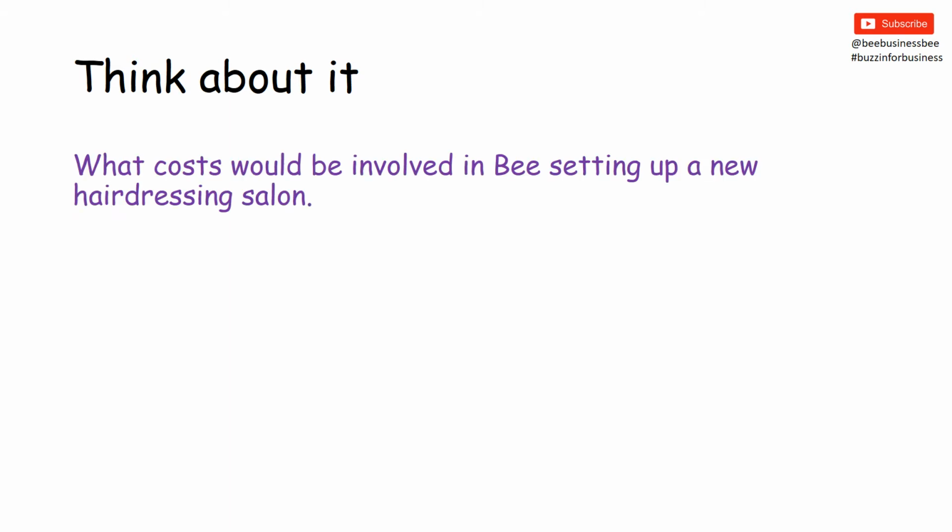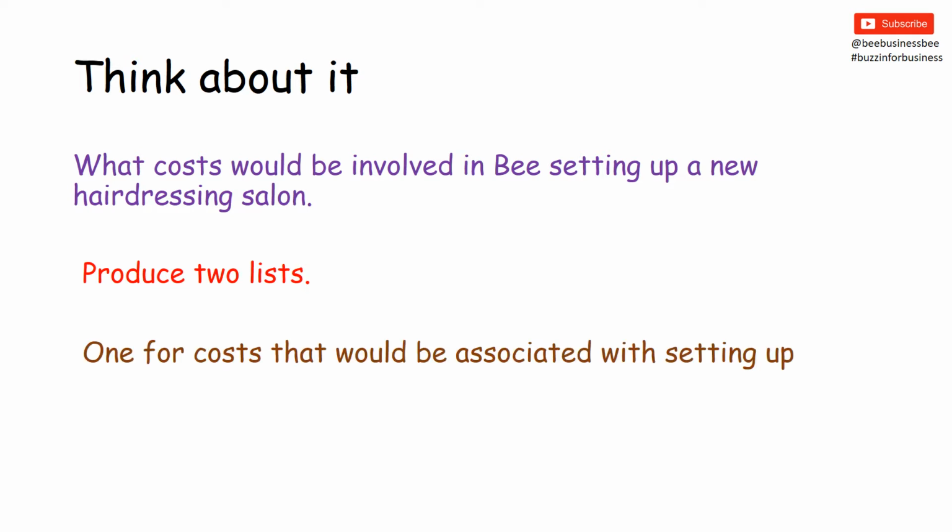What costs would be involved in B setting up a new hairdressing salon? So try and produce for me two lists. One list that lists all the costs that are going to be associated with setting up the hairdressing salon, and one list for day-to-day costs, so the ongoing costs that B will have in the hairdressing salon. So startup costs, think of those being one-off costs, those are the ones that's setting up, and then think about the ongoing ones being the ones that go on a regular basis.